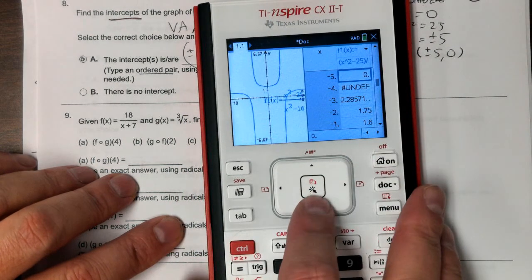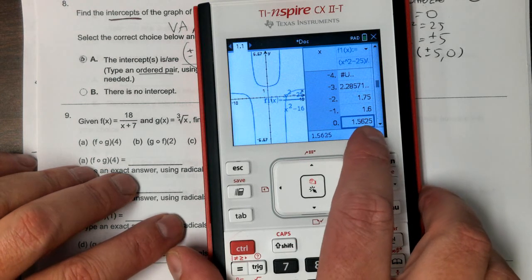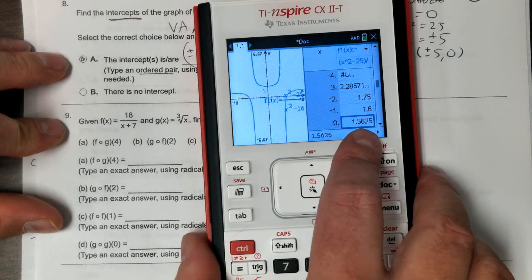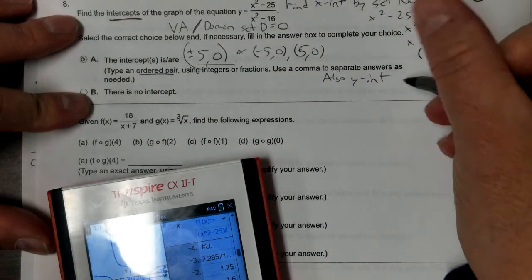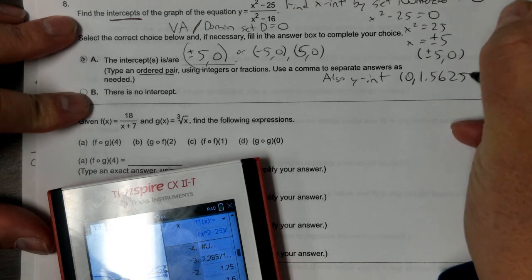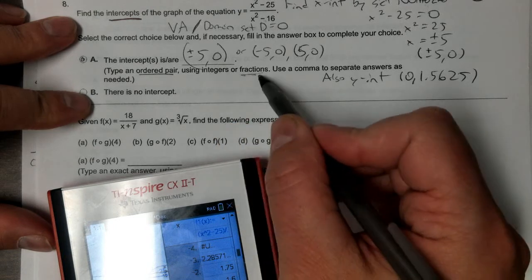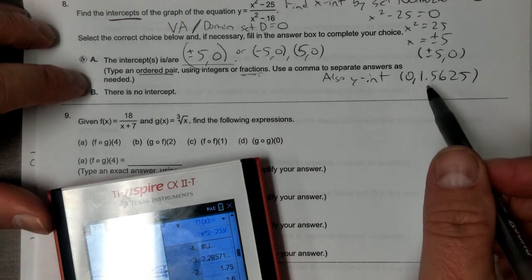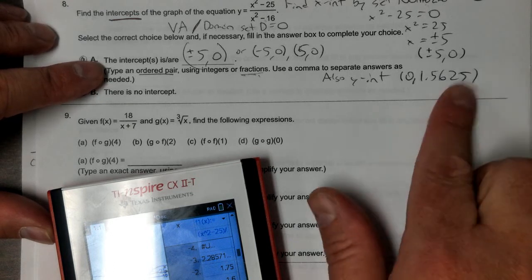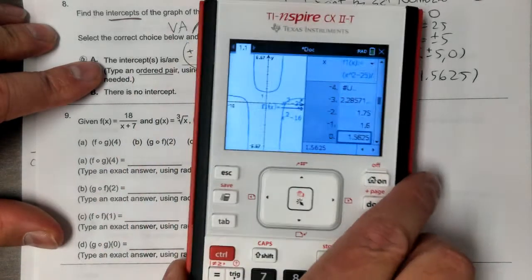Then we also go to where x is 0 and we get this, 1.5625. That's our y-intercept. Now the directions say to use integers or fractions. It's not an integer because it's not a positive or negative whole number. So you can either type this in and convert it to a fraction or copy and paste.